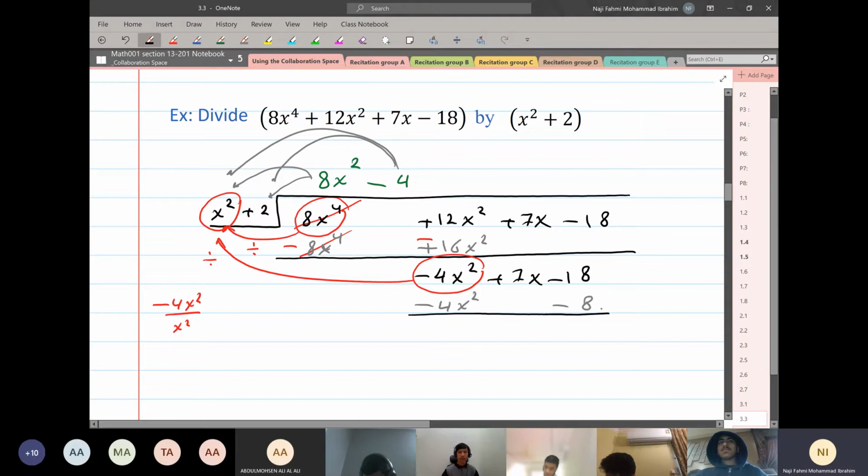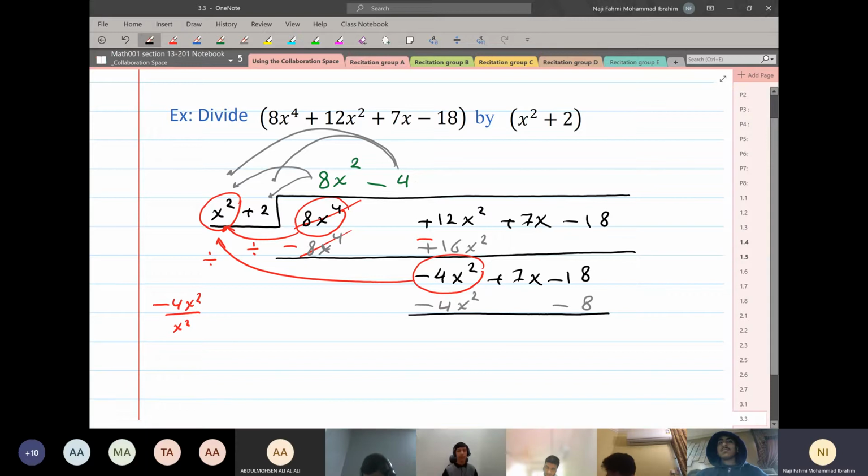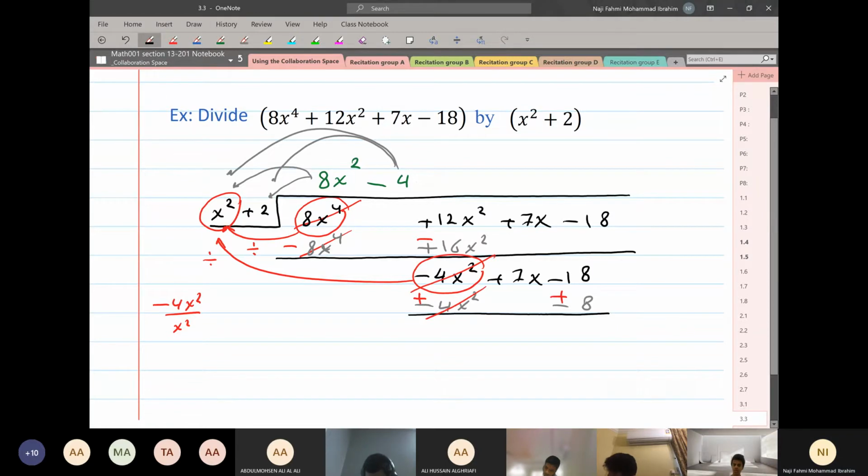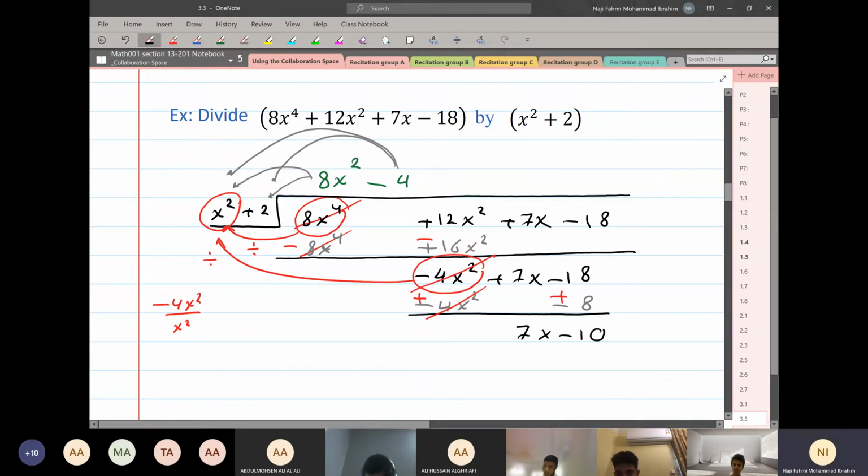Thank you. Ahmed Al-Harbi, what's our next step? Yes, it's subtract. Let's subtract. What's the answer then? 7x, negative 10, you mean, because you have to change the sign.